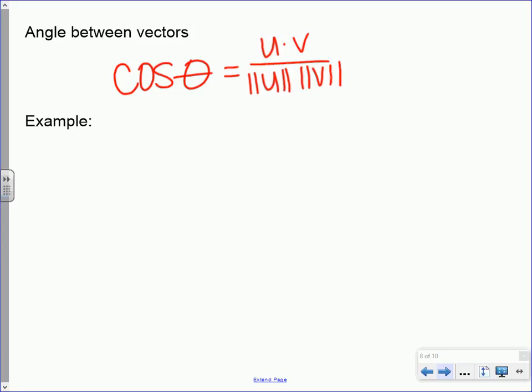Okay, this is how we find the angle between two vectors. Now remember, your calculator is only going to spit out a number between 0 and 180. So this is always going to find the closest angle between the two vectors.